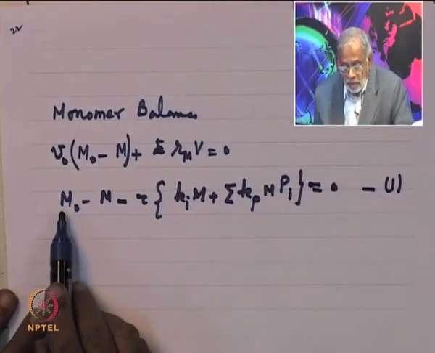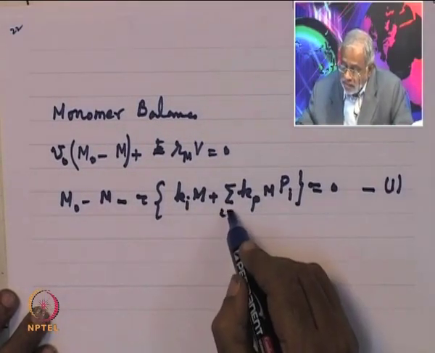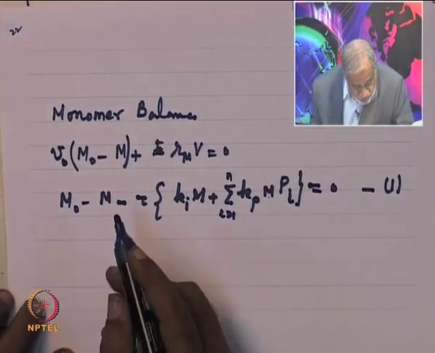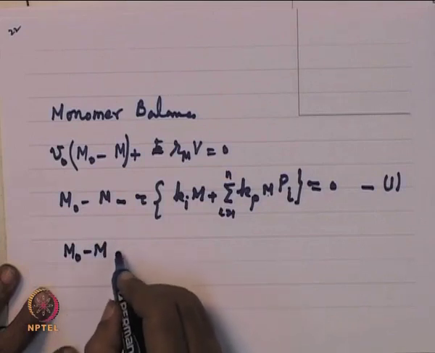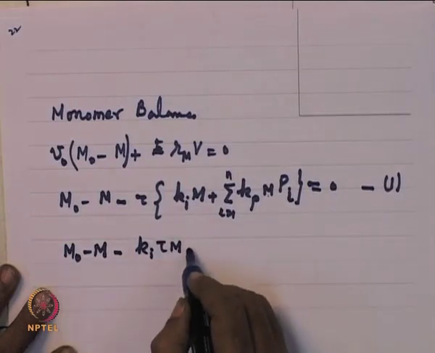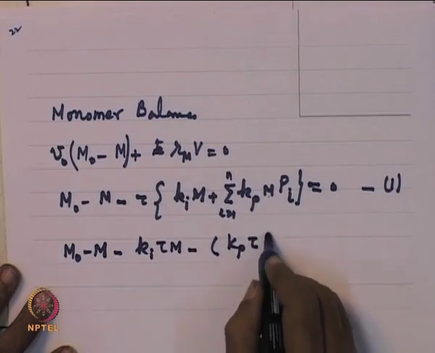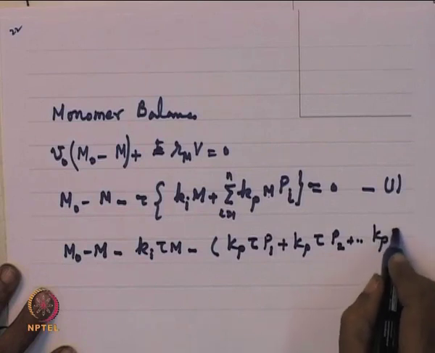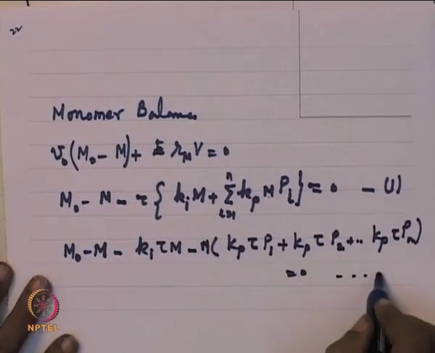What is it saying? Monomer input, monomer output, residence time tau, K_I is the initiation rate constant multiplied by monomer concentration, and these are all the polymerization reactions, K_p multiplied by m square. So, it takes care of the ith polymer multiplied by m and so on. Let me simplify this, where it becomes m naught minus m minus K_I tau m, the first term taken, minus within brackets K_p tau P1 plus K_p tau P2 and so on up to K_p tau Pn multiplied by m equal to 0.